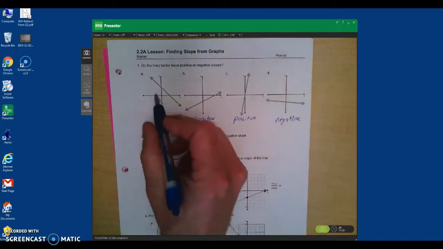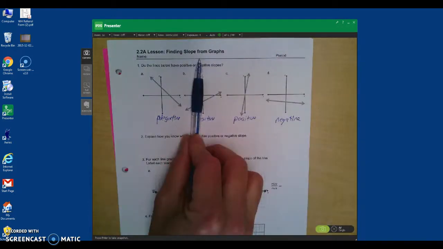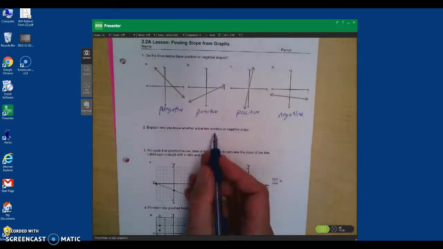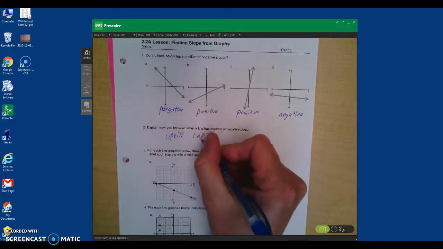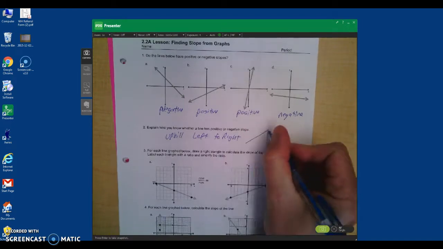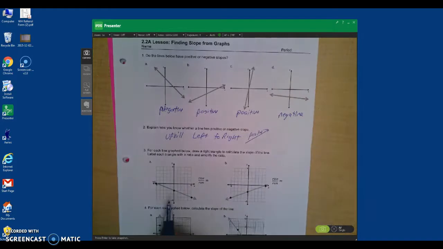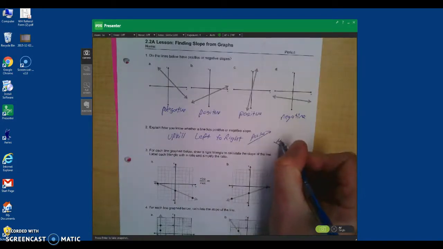So you remember downhill, uphill, and of course if it's horizontal, it's a zero slope, and if it's vertical, it is a what slope? And you just said undefined, I hope. How do you know whether it's a positive or negative slope? Uphill, left to right is positive. And of course the opposite is true. Downhill from left to right is negative.